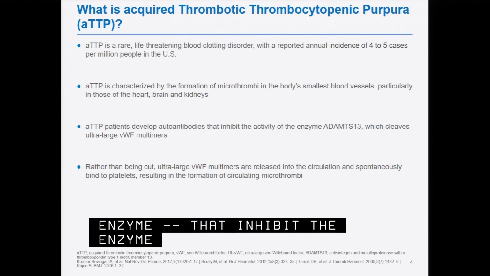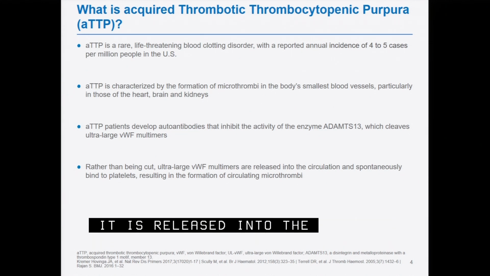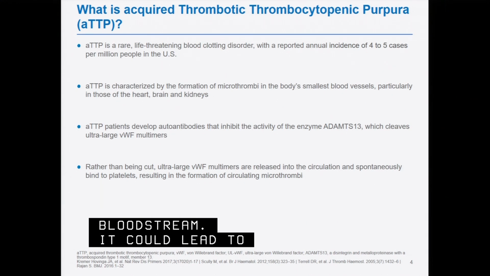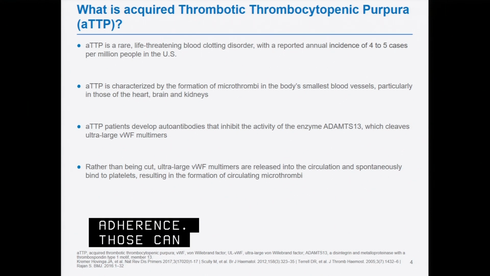Von Willebrand factor is released from the endothelium into the bloodstream, where ADAMTS13 normally cleaves the von Willebrand factor. In this case, the release of VWF can also lead to platelet adherence and therefore circulating microthrombi. Those can affect the heart, brain, kidneys, and such areas.